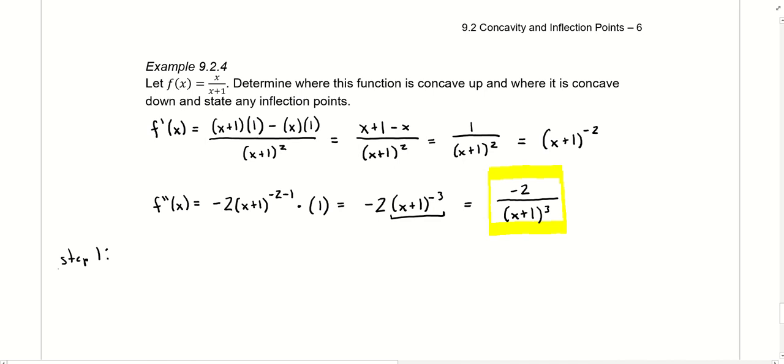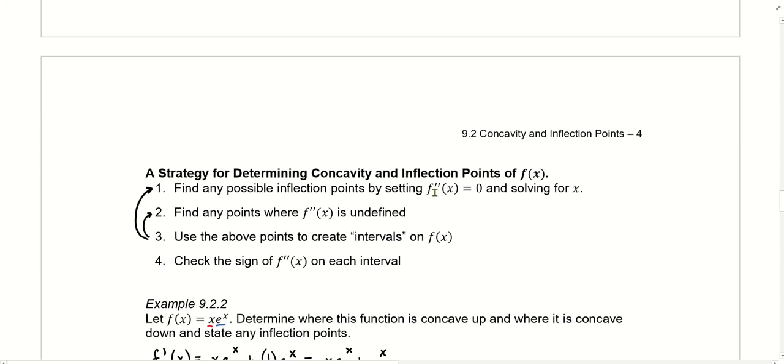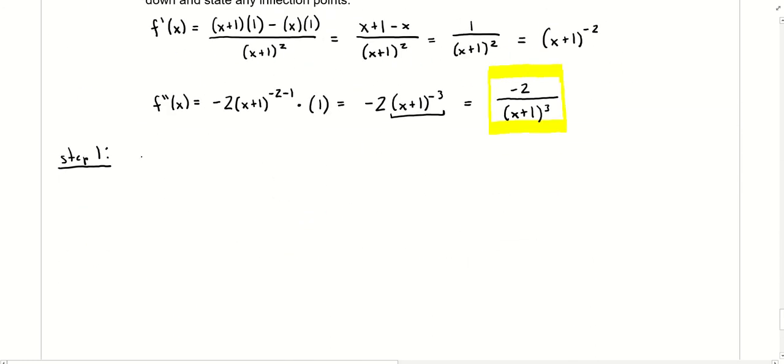So now we can go through the process. Step 1 is where I find all possible inflection points by setting the second derivative equal to 0 and solving for x. So I'm going to take negative 2 over x plus 1 cubed, and I'm going to set that equal to 0. Now, if I multiply both sides by that denominator, I get negative 2 equals 0, which can't happen. There's no way I can make negative 2 equal to 0.